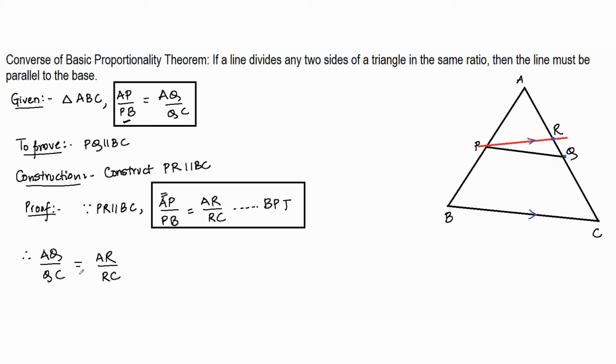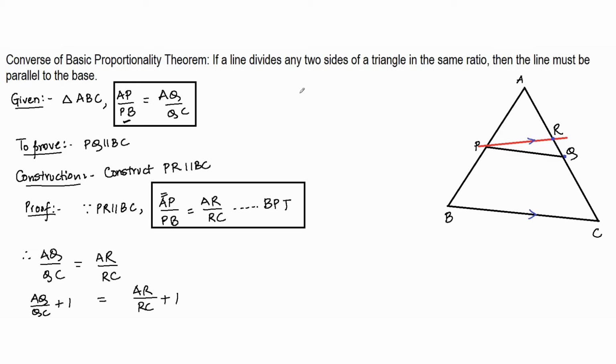Now what I'm going to do is add 1 on both sides. Let us see why I'm going to do that, and how it helps. So I can say that AQ upon QC plus 1 is equal to AR upon RC plus 1.